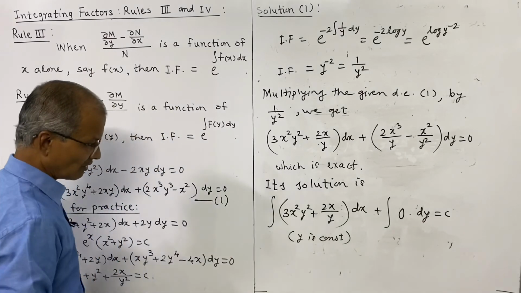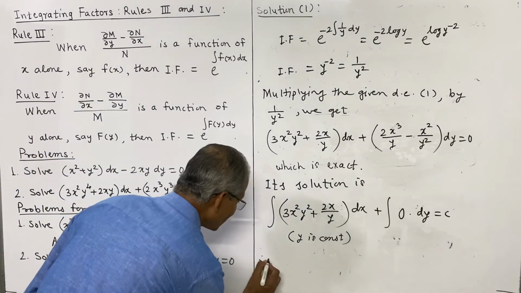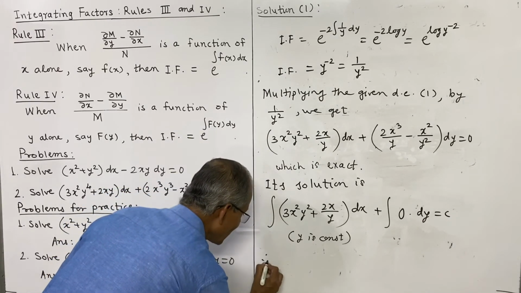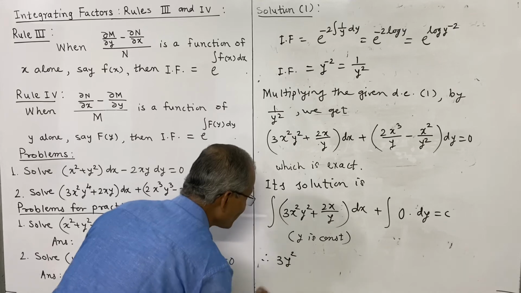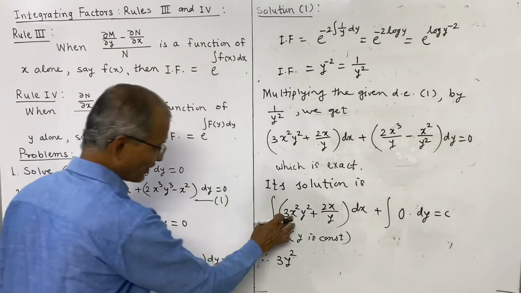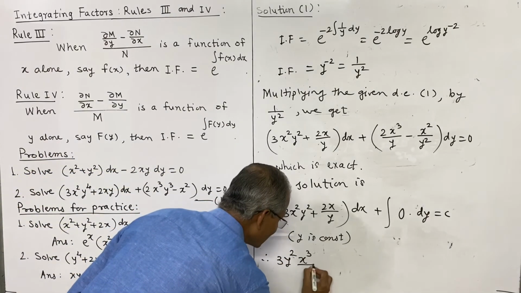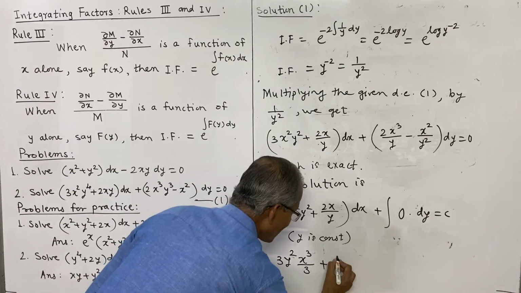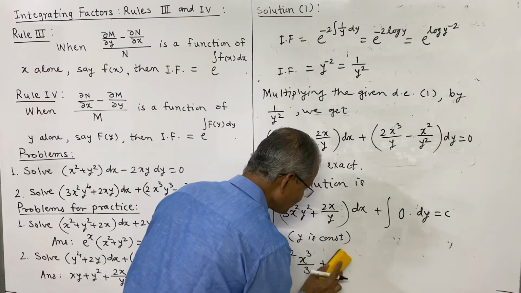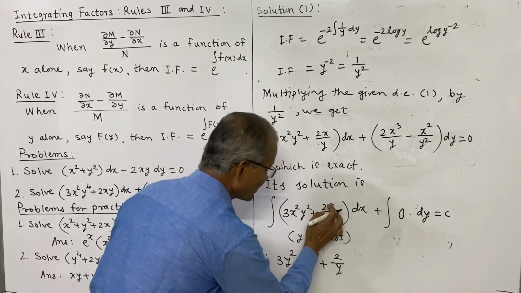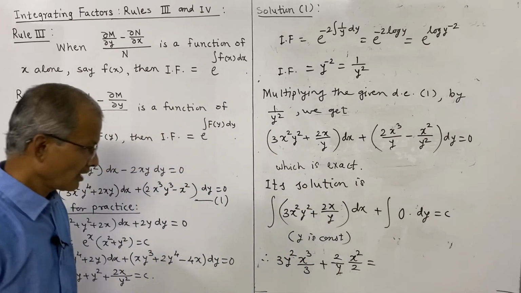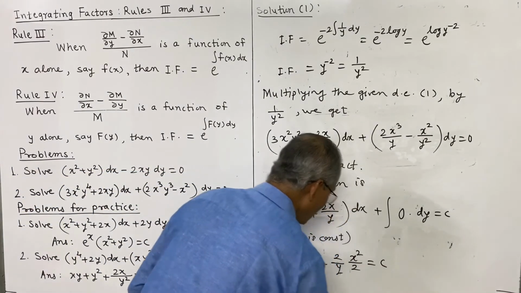So we have to integrate. What is the integration of the first? y is constant, so 3y² is constant, and integration of x² we know is x³ by 3, plus 1 upon y is constant, integration of 2x, 2 is also constant, so 2 by y is constant, integration of x is x² by 2, and is equal to, on the right side I shall write c.